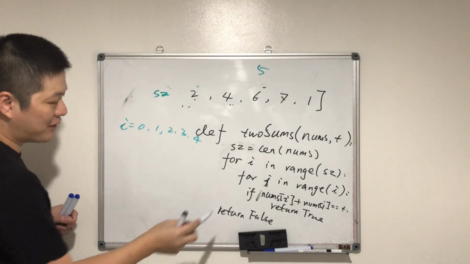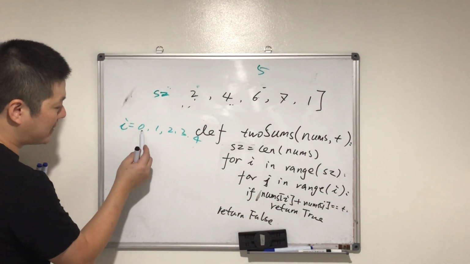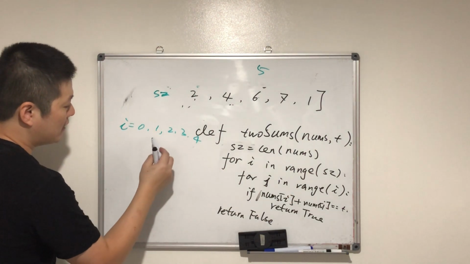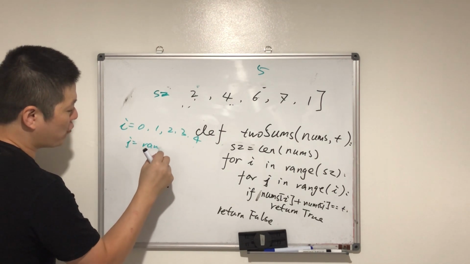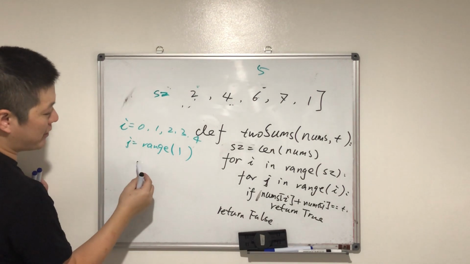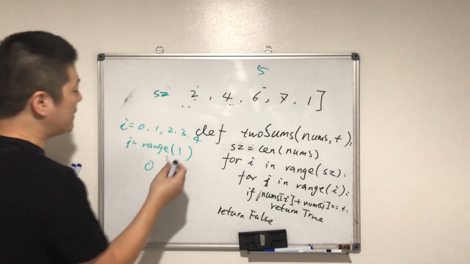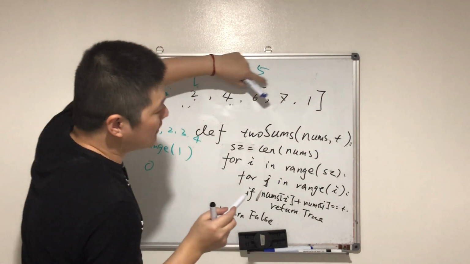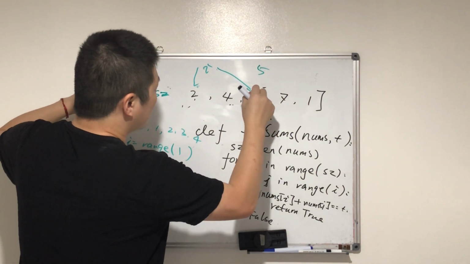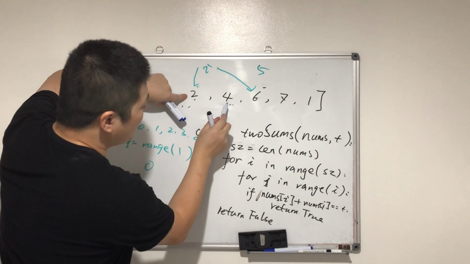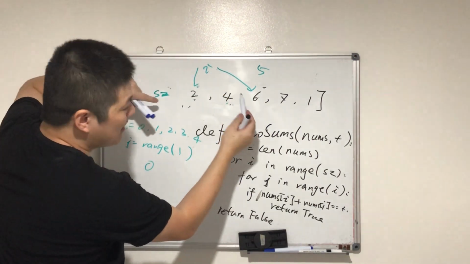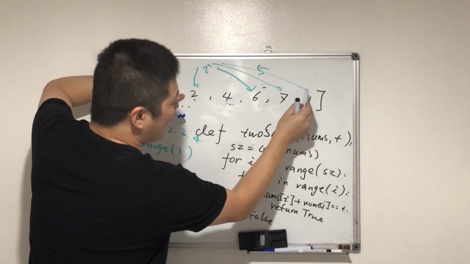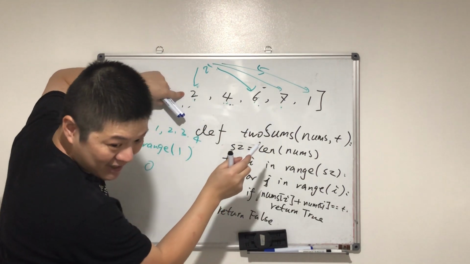For j in range i, what happens? When i is 0, then j will be nothing, right? When i is 1, j will be in range 1, so j will be 0. It means this i pointer points to this. When i is pointing to 6, then j will point to 2, 4, the left side of i. When i is pointing to 7, j will be pointing to 2, 4, 6. And when i is pointing to 1, j will be pointing to 2, 4, 6, 7. Do you get it?